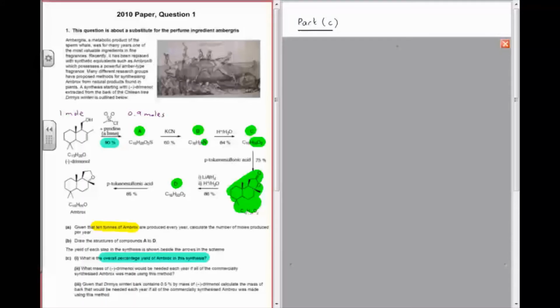And what we've done there is multiplied the number of moles of our starting material by the percentage yield of 90%, or 0.9. This 0.9 moles of compound A is then reacted with potassium cyanide in a 60% conversion, and so we can calculate the number of moles of compound B produced in exactly the same way. We start off with 0.9 moles, and there's a 60% conversion, and so we times by 60%, or 0.6, to find the number of moles of compound B produced to be 0.54.